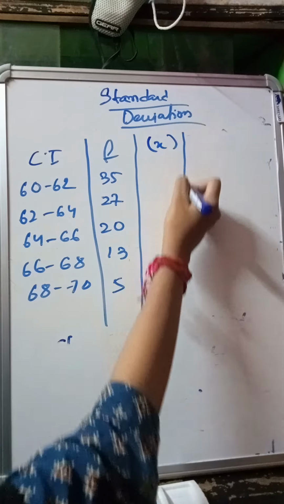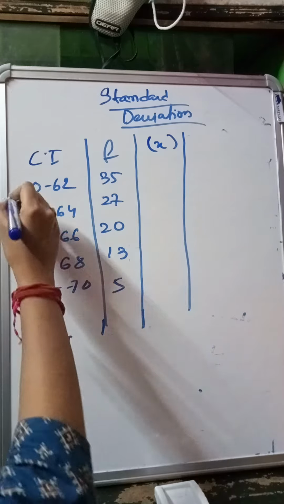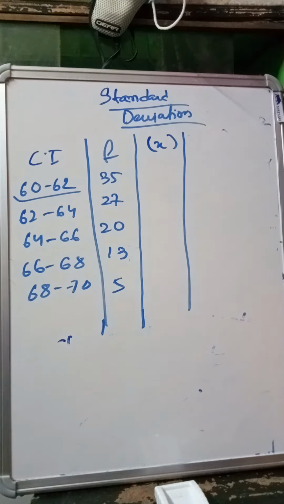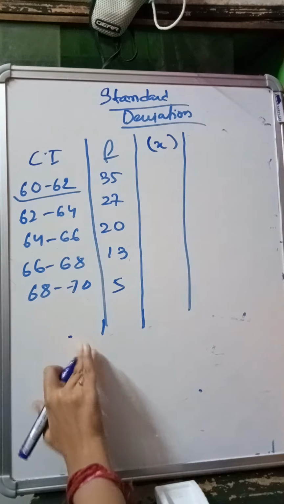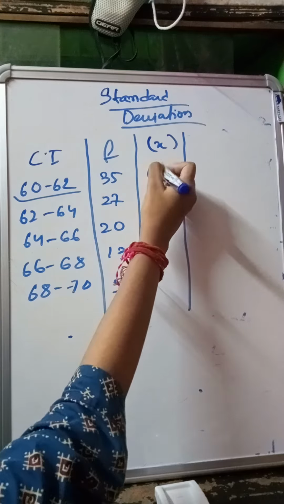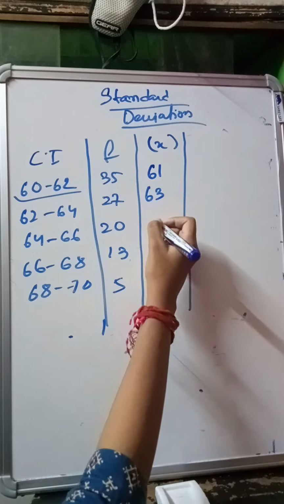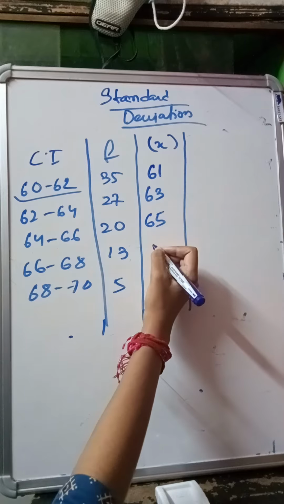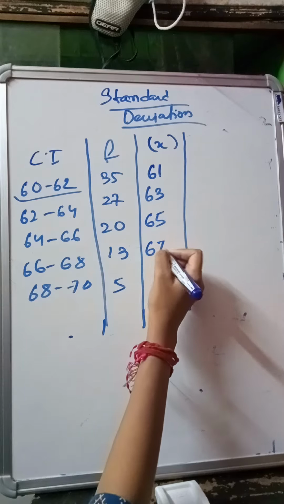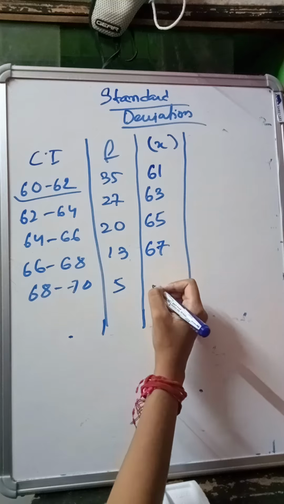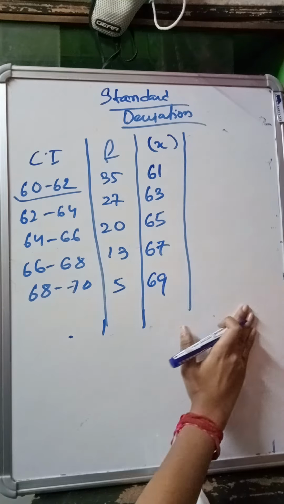So what is the mid value of the first class? 60 plus 62 is 122, and if we divide it by 2 we get 61. In this way we calculate the mid value. For the second it will be 63, for the third 65, for the fourth 67, and for the last 69. Okay, done.